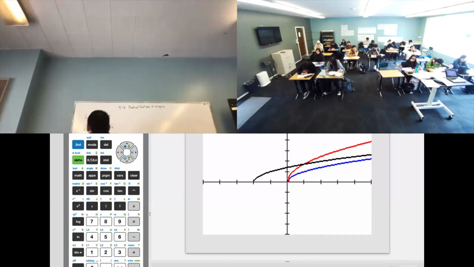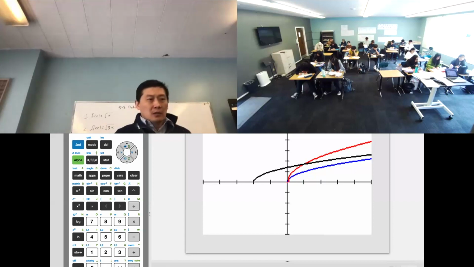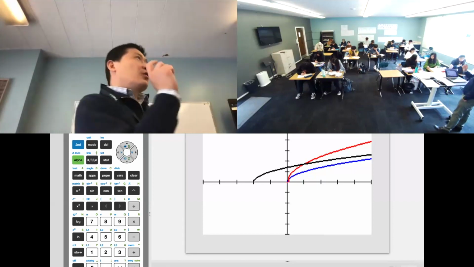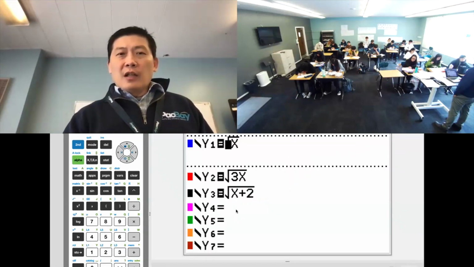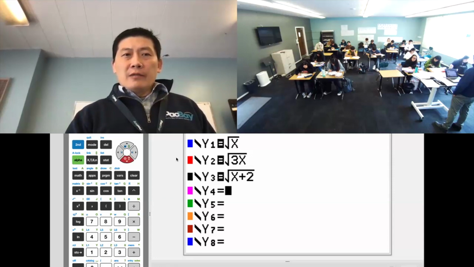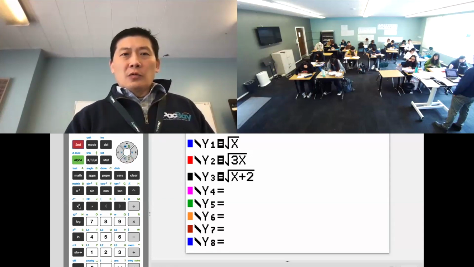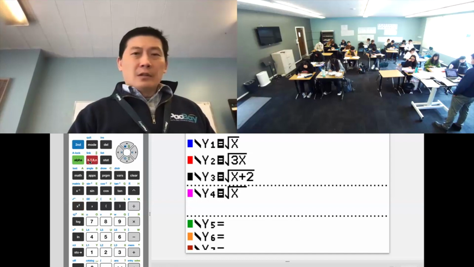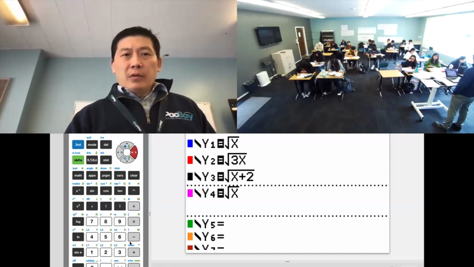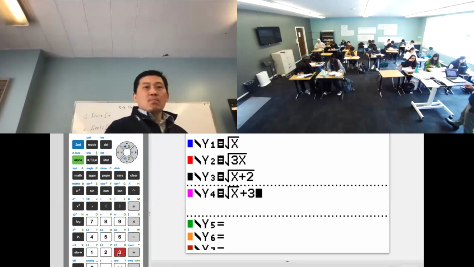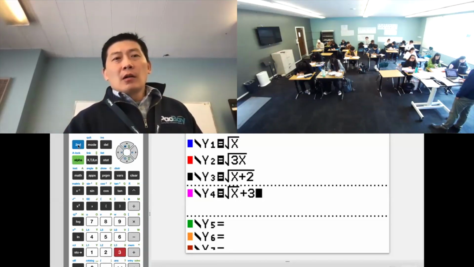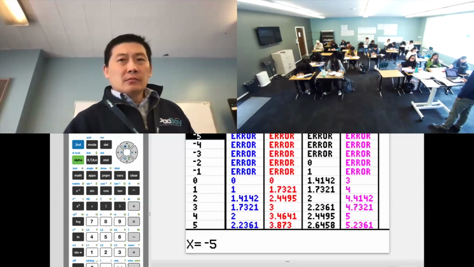Okay, next one, number 4. f of x is equal to the square root of x plus 3. In this case, the 3 is outside the square root. So go ahead and plug it into this lineup of equations: square root of x, and then the plus 3 like that. Now, again, I want to look at the table.